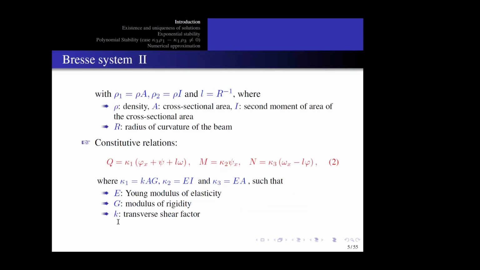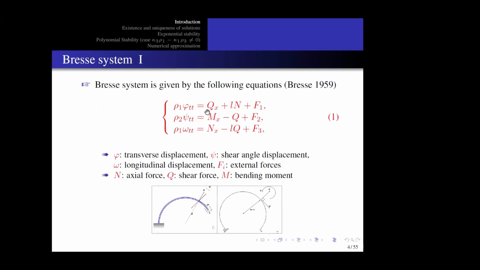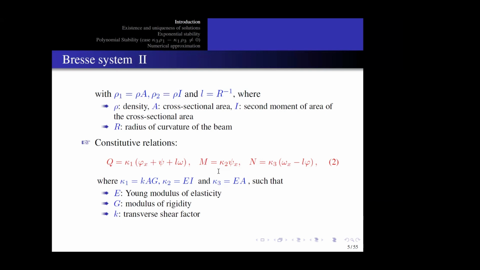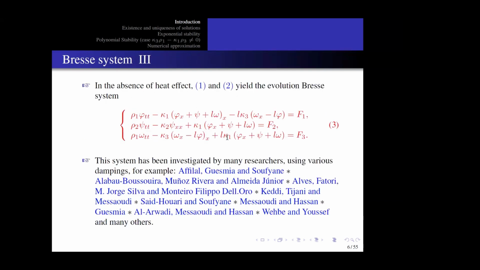Now, if we substitute in the previous system the expressions of Q, M, and N from here, we get this system. This is called the evolution Bresse system, because what you have here are three evolution equations, in fact three coupled hyperbolic equations. This system is considered for various values of the external forces F1, F2, F3, mainly used as external or internal dissipations.